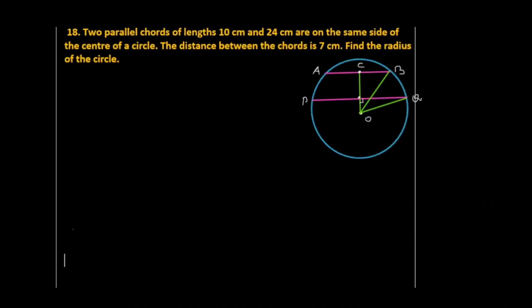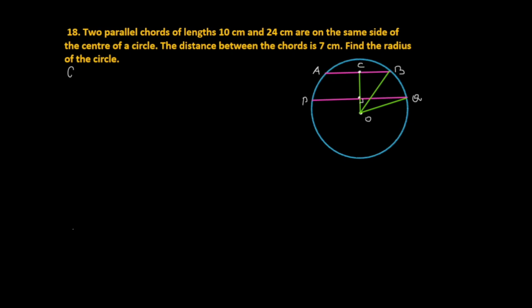18th question. Two parallel chords of length 10 centimeter and 24 centimeter are on the same side of the center of the circle. The distance between the chords is 7 centimeter. Find the radius of the circle. Look at the diagram. Here our two parallel chords are AB and PQ. So given AB is parallel to PQ, and length of AB is 10 centimeter and length of PQ is equal to 24 centimeter. This is the information given. So we need to find the radius.